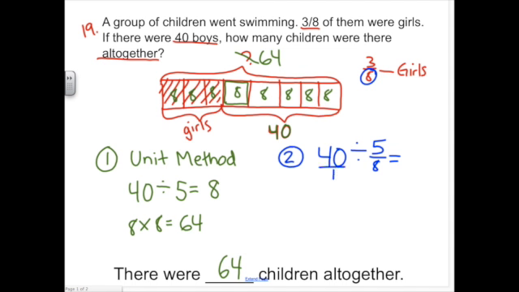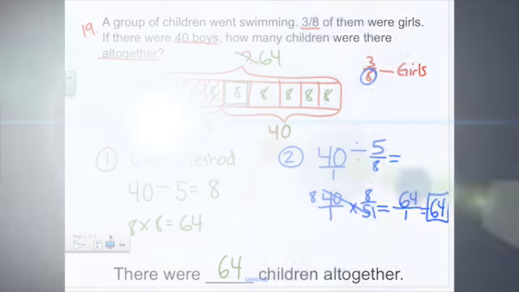So 40 is the same as 40 over 1. Remember, we have to rewrite our division problem as a multiplication problem. So 40 over 1 times, I'm using the reciprocal, 8 over 5. I can cross cancel. Both of those numbers are divisible by 5, so this would become 8. This would become a 1. 8 times 8 is 64. 1 times 1 is 1. That's the same as 64. So 2 different ways of finding this. It doesn't matter if you use the unit method or if you divided the fractions. Both work.